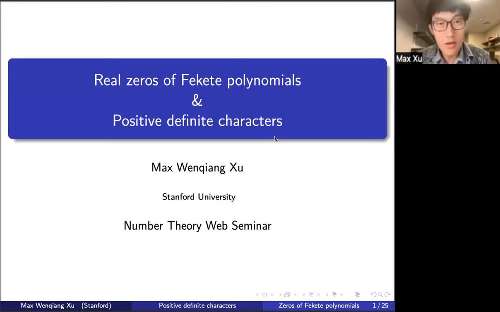It's my great pleasure. So today I will talk about real zeros of Vector polynomials and something called positive definite characters. It's a result that was actually already announced two years ago, I guess, by Sound at an ICM talk, but we're still in the progress of writing it up. So hopefully it will be on arXiv in two months. The result is a question in analytic number theory, but it has some strong probabilistic flavor. I hope you enjoy it. At least it's easy to state this question, and it's a very natural and beautiful question.